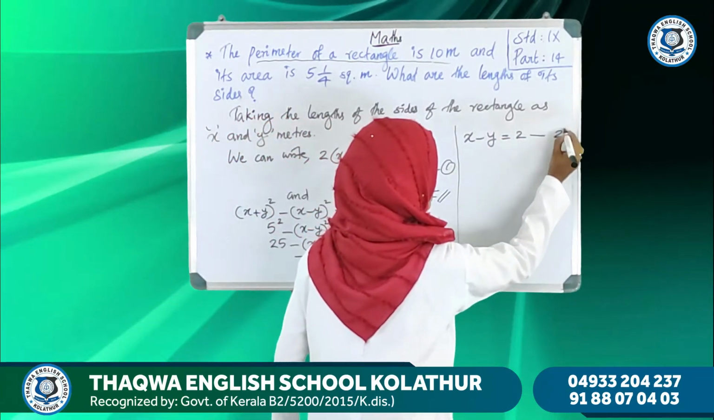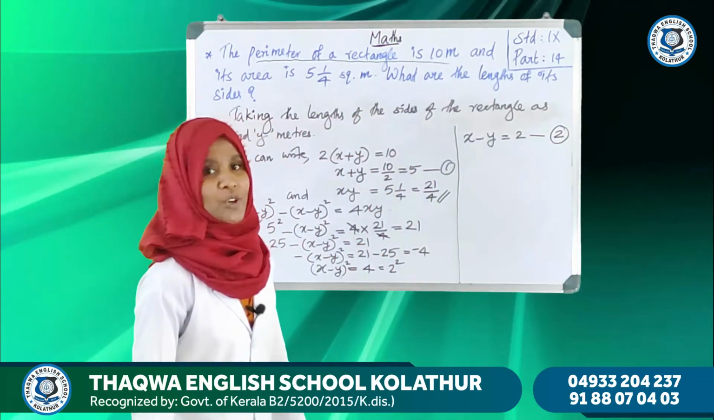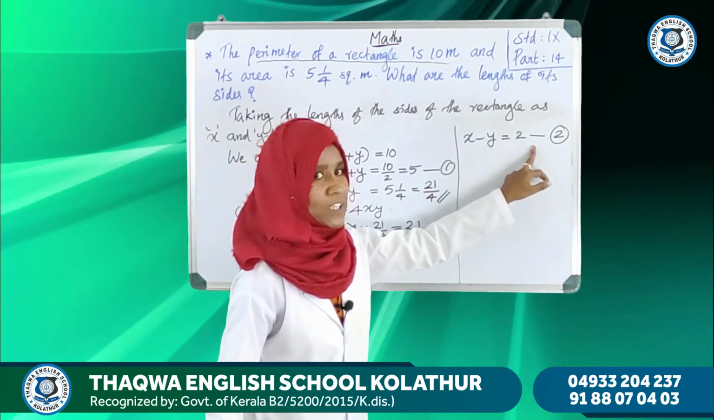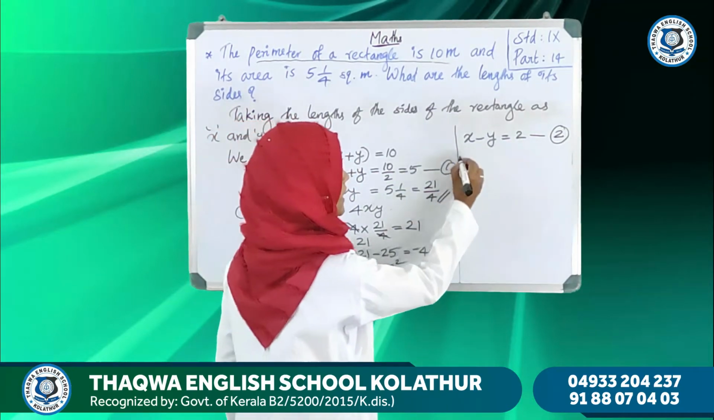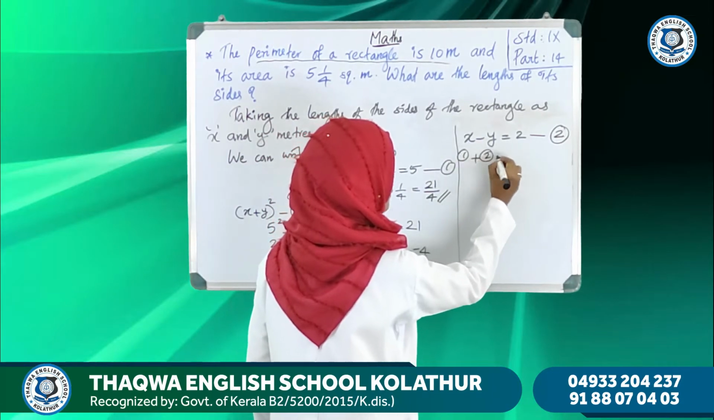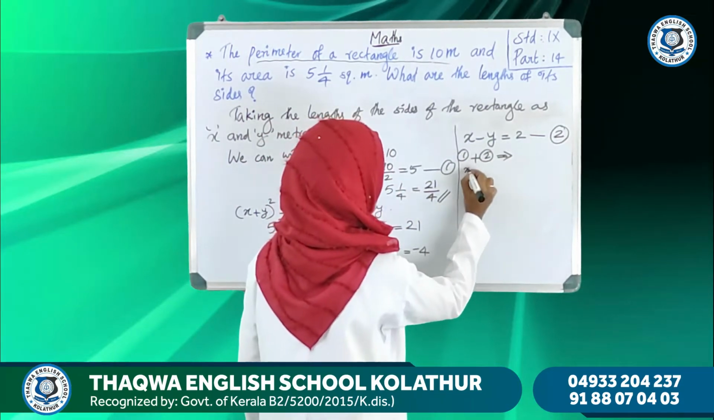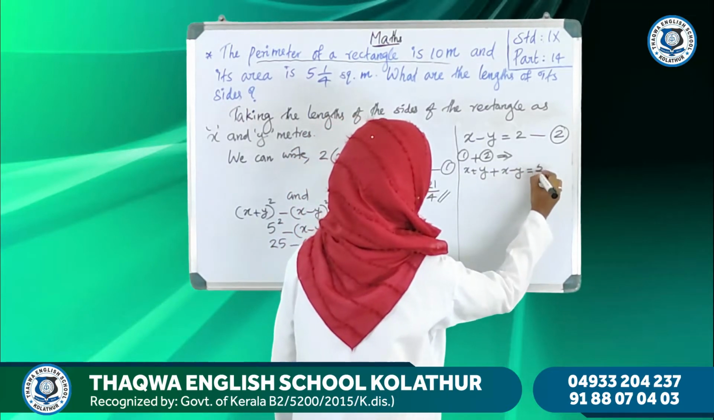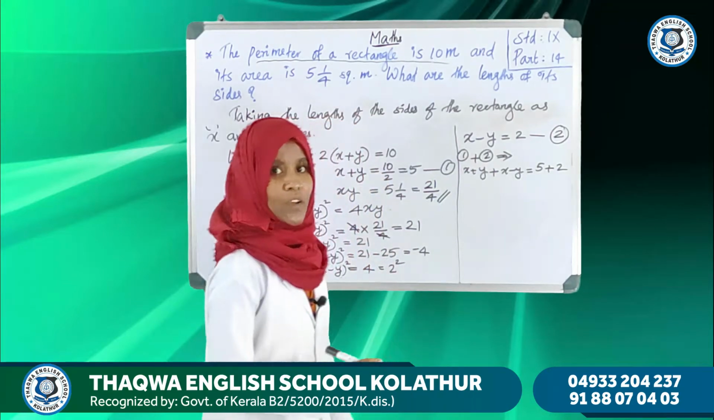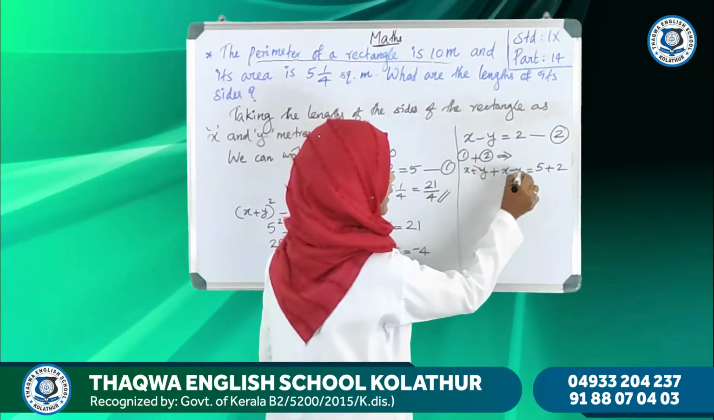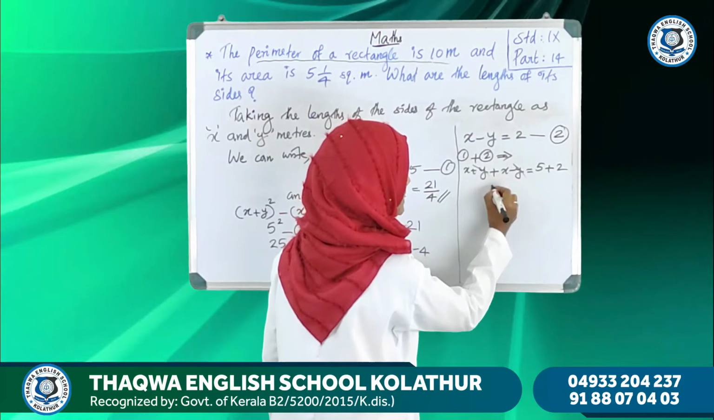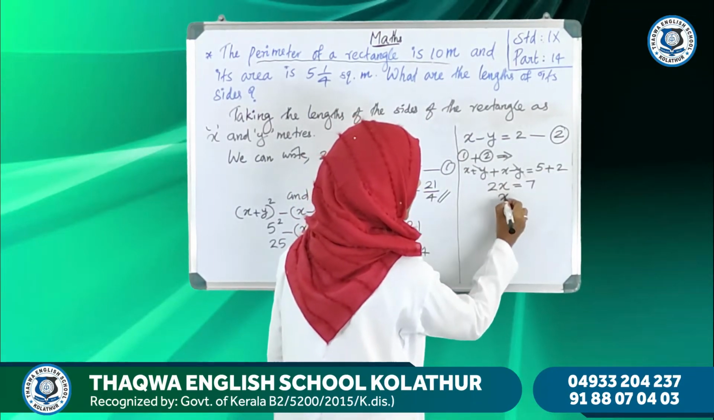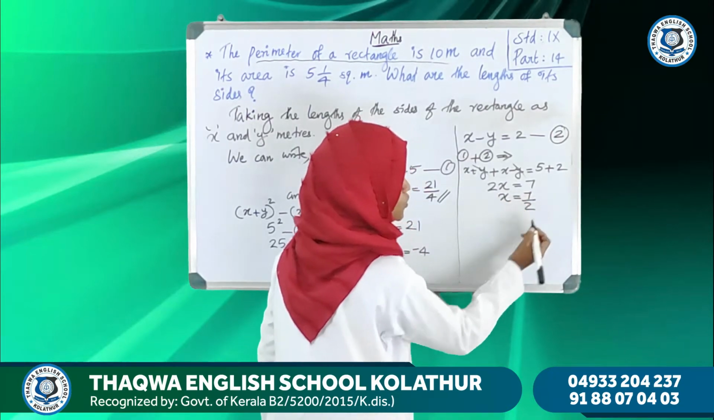Equation number 2. What is our first equation? x plus y equals 5. Second equation, x minus y equals 2. Now let us add equations 1 and 2. We get x plus y plus x minus y equals 5 plus 2. Y and y cancel. Next, x plus x, 2x equals 5 plus 2, 7. Then x equals 7/2.